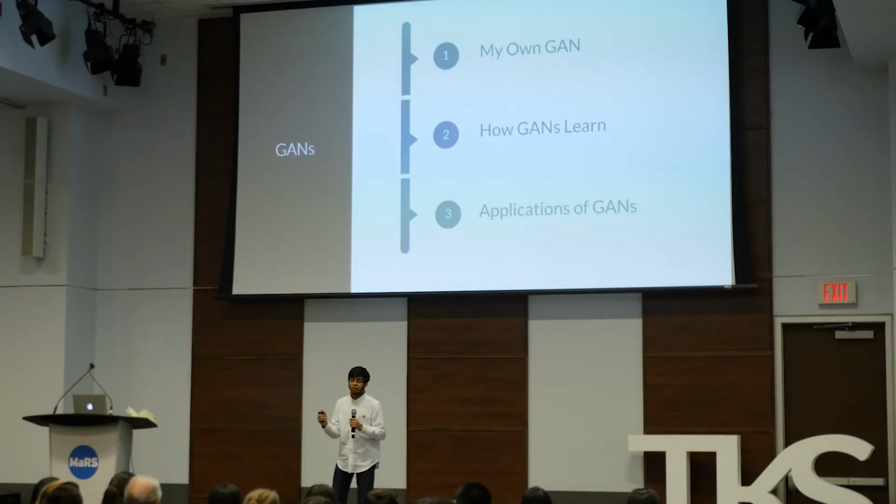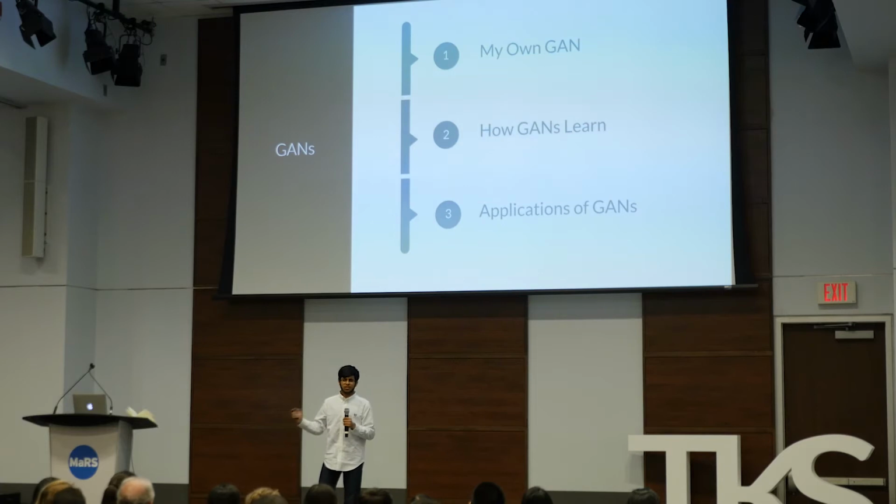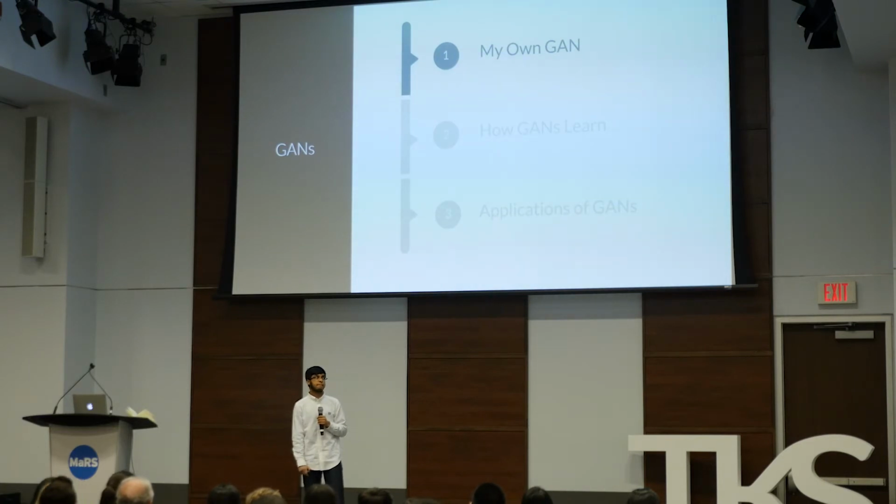So what would happen if you put two machine learning models, the neural network, that is based off the human brain, against each other? And that's GANs. So today I'm going to be talking about my own GAN that I built, how they work, and their applications. So let's start with my GAN.